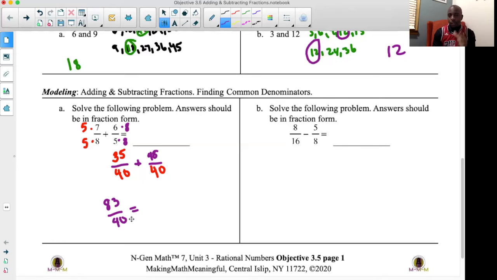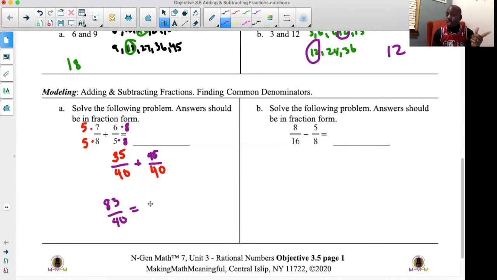83 ABC 40, hit enter. It should reduce the fraction if it can be reduced. Now, this particular fraction, I'm going to be honest with you, it cannot be reduced because 83 and 40 have nothing in common. 83 is an odd number, so you can't even divide it by 2 without getting a decimal. So we're going to leave it as 83 over 40.